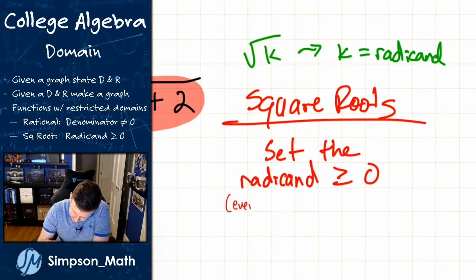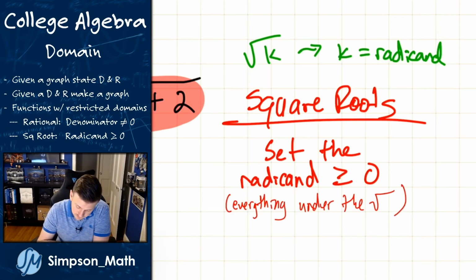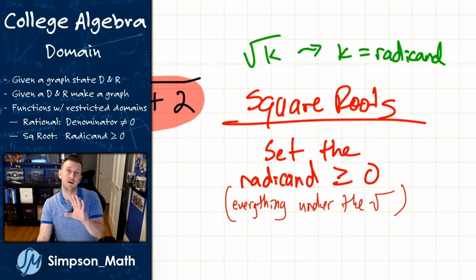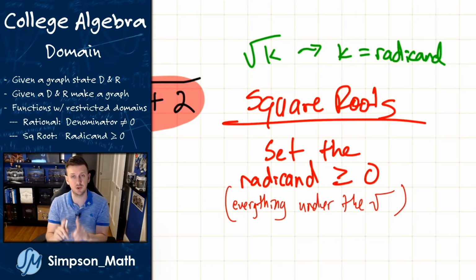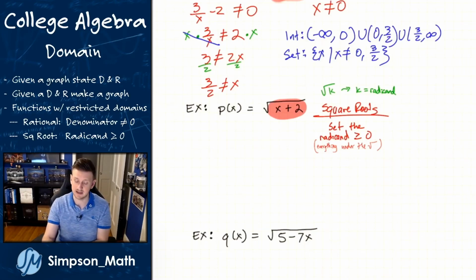Just everything under the square root. Now this is just for square root. Among our 7 parent functions, there are 2 that have a radical, or a root: the square root and the cube root. Cube root's fine. I can plug in negative numbers all day long. I can take the cube root of negative numbers. I cannot take the square root of a negative.